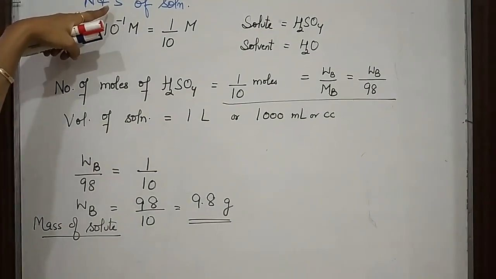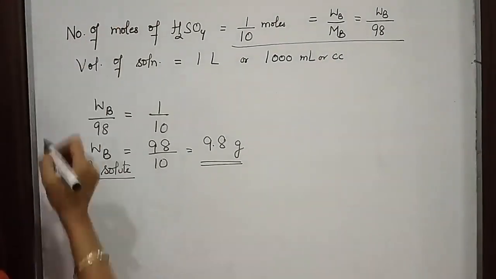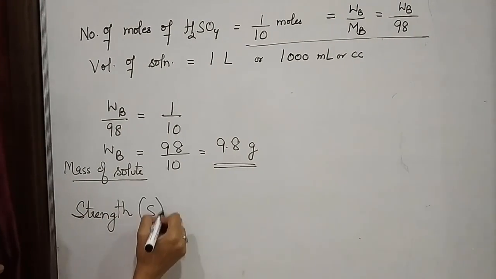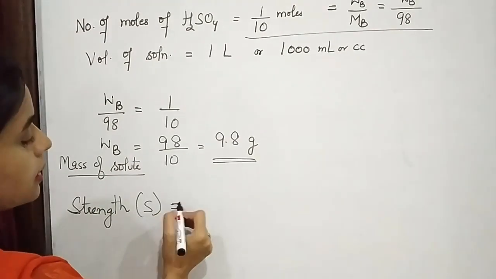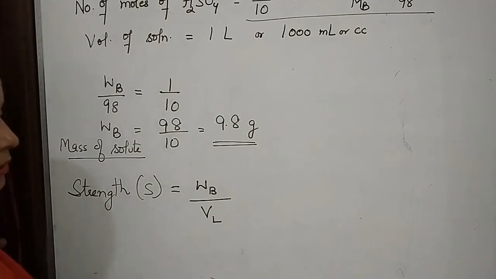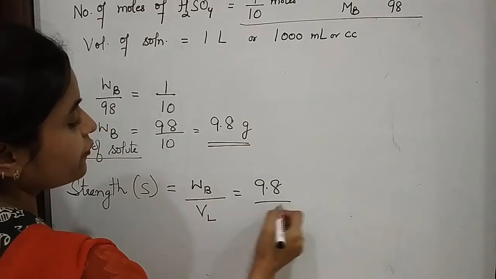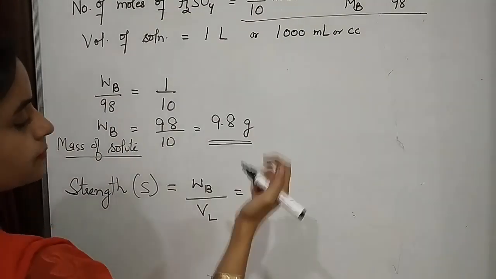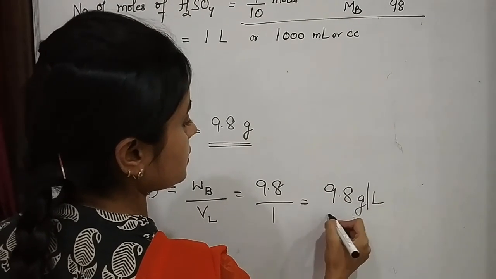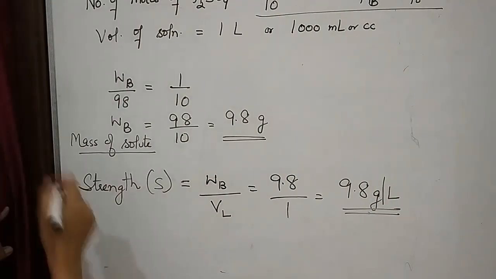Now for finding out the strength, firstly we find out strength. I told you that strength is equal to WB upon V in liters. Now WB is 9.8 and V in liters is given to you, that is 1 liter. So your strength is 9.8 grams per liter. So first answer is 9.8 grams per liter. Now second is normality.